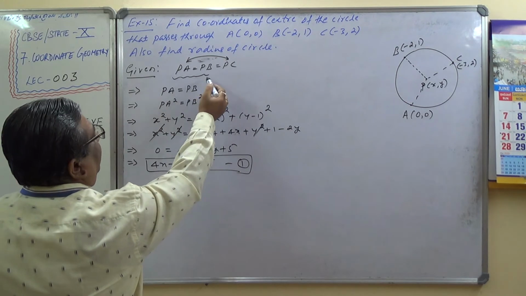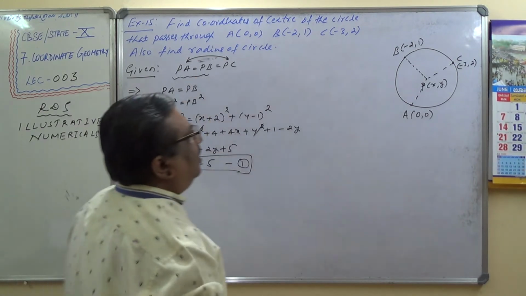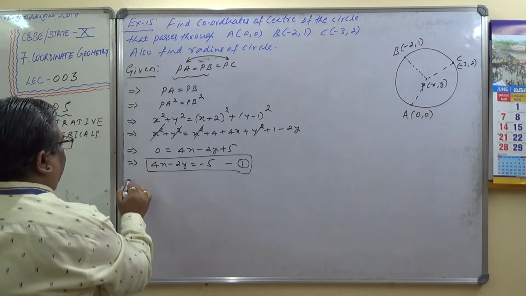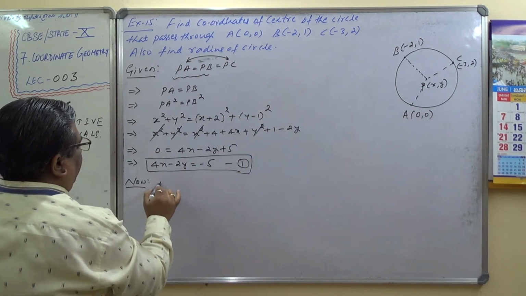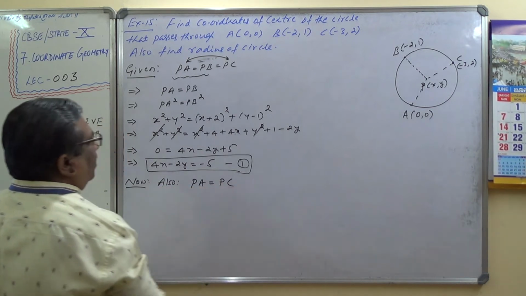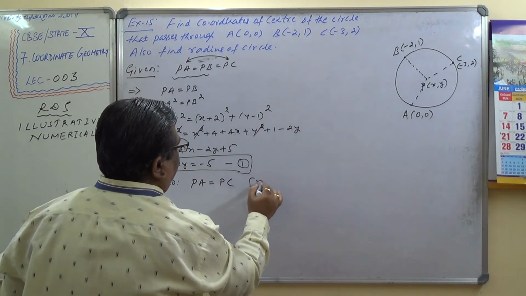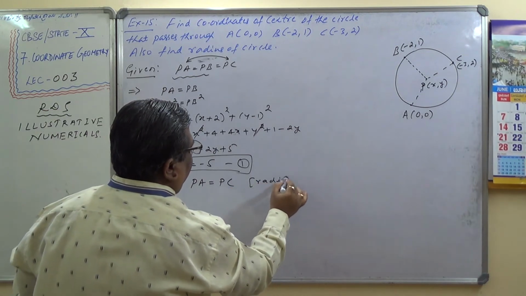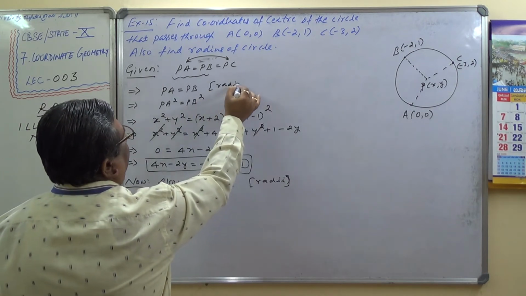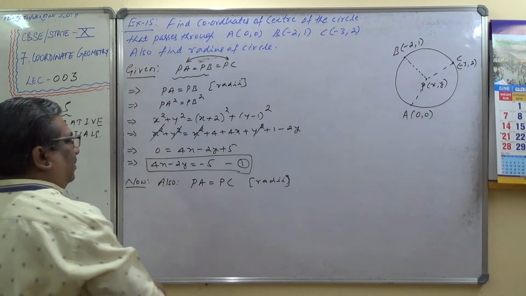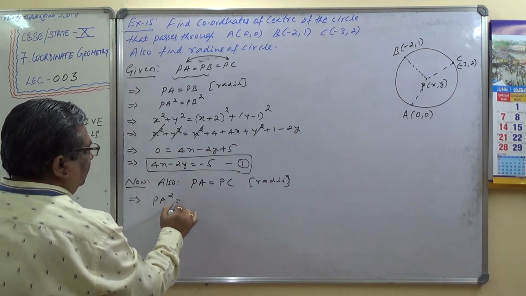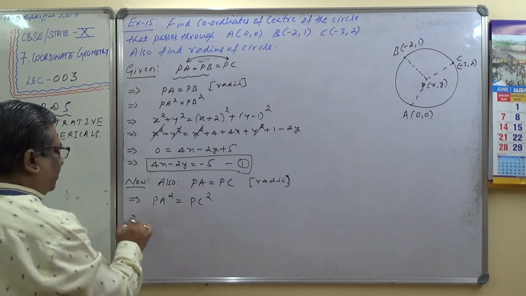So PA is equal to PB I have taken. Next I will take PA is equal to PC. Now, why PA is equal to PC? Radii of the circle. Implies PA square is equal to PC square.